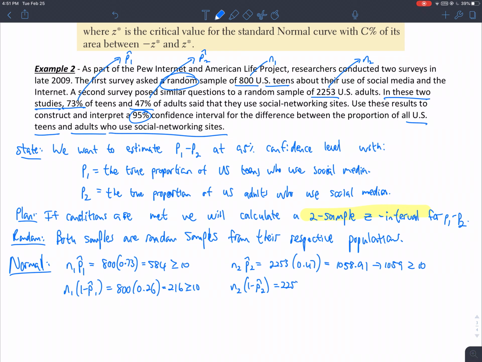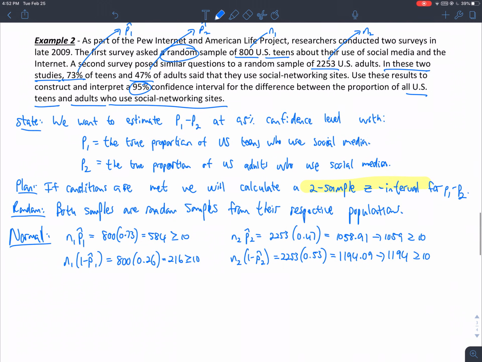And so we have 2253 times 1 minus that, which would be 0.53. Okay, and if you do that, I think you get 1194.09. So we'll round this one down so that we don't exceed our sample size, which is greater than or equal to 10. All right, so I would just do this if I were you.